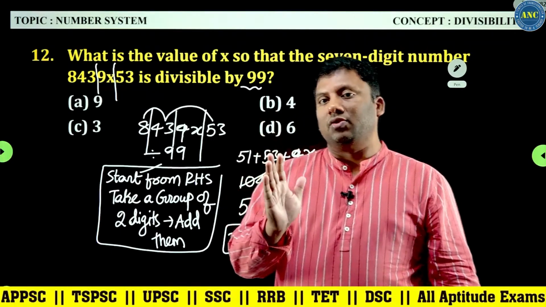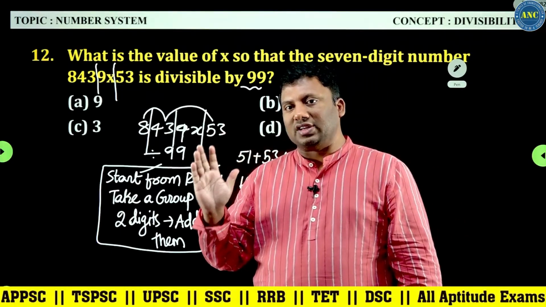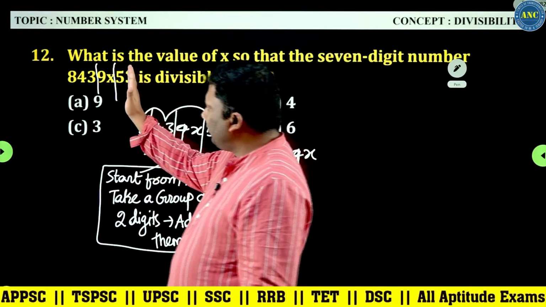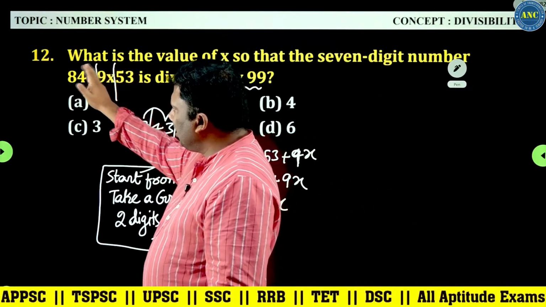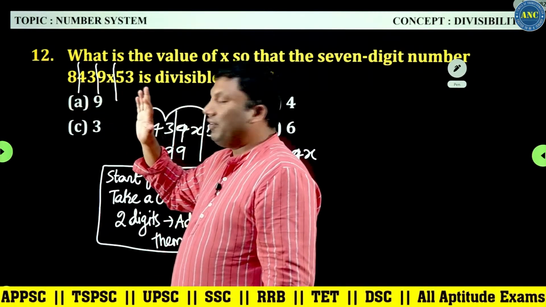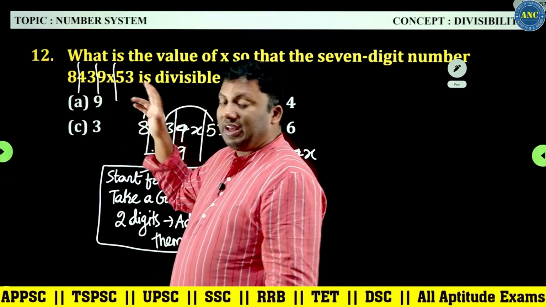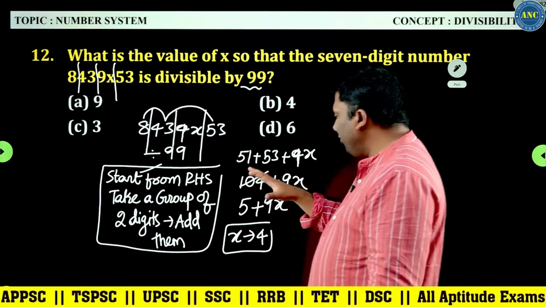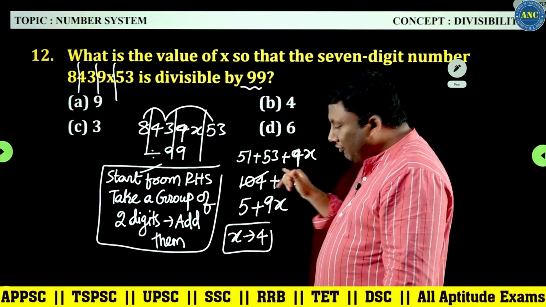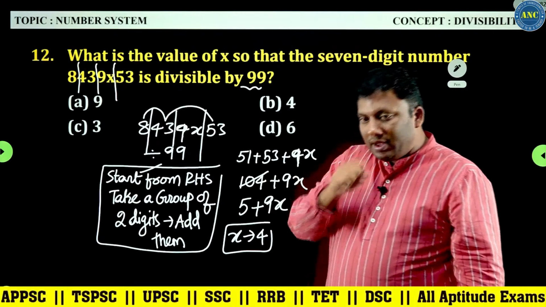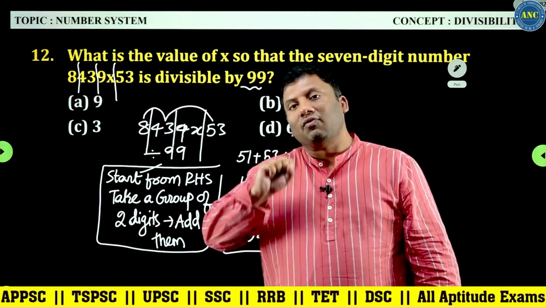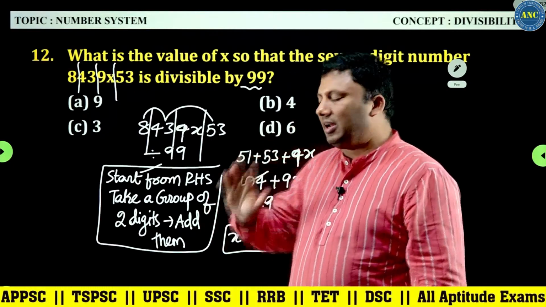The 99 divisibility rule is to start from the right-hand side and take a group of 2 digits. It is 53. It is 9X. It is 43 plus 8. 8 plus 43 is 51. 51 plus 53 is 104. 104 plus 9X. If I keep X value 4, 94 plus 104 is 198. 198 is divisible by 99.